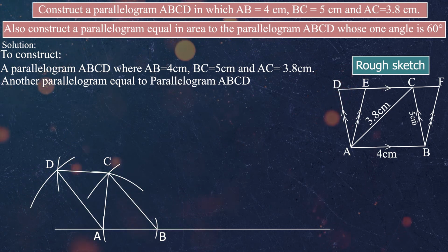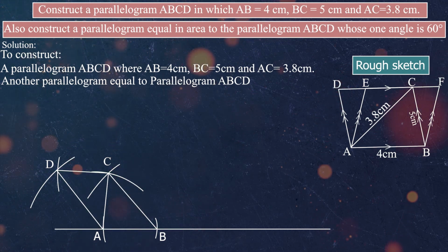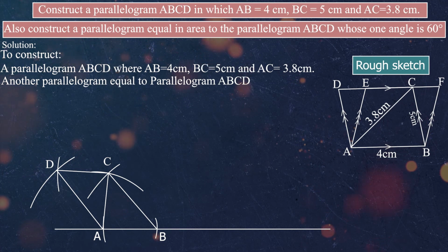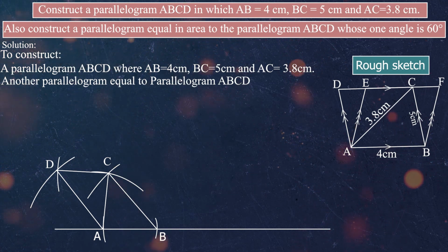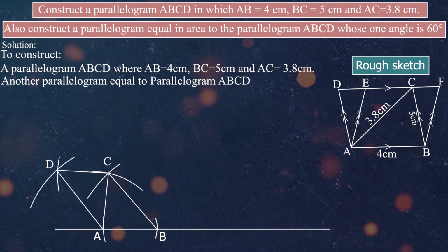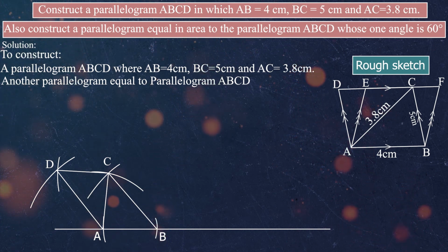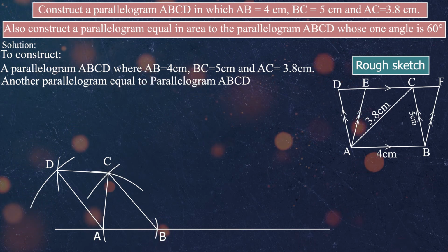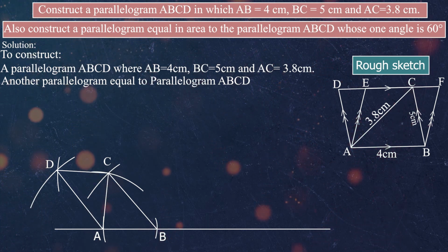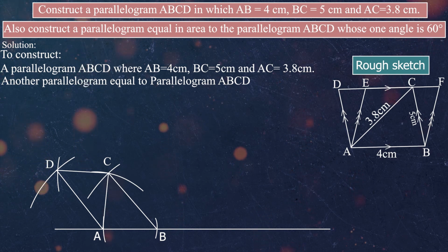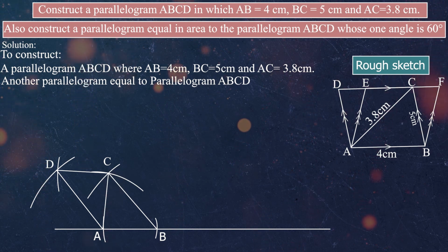We also need another parallelogram equal to ABCD in area. We also know that parallelograms standing on the same base and between the same parallels are equal in area. The base can be AB for both parallelograms, and we already have parallel lines as AB is parallel to DC. Another requirement of the new parallelogram is that one angle has to be 60 degrees.